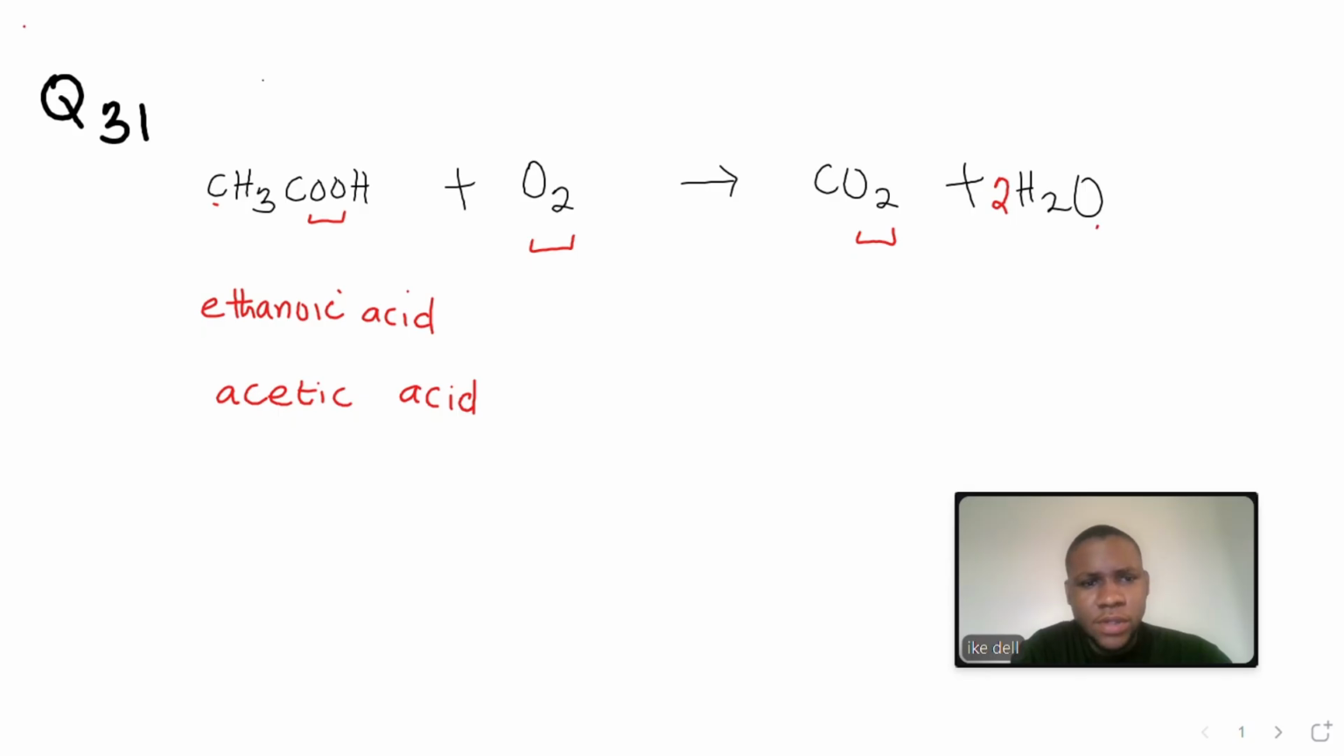Oh, why is everything looking so good? What's going on? Yeah, I guess that's it then. Is that it? Something looks off. Oh, yeah, I see it now. The carbon was not balanced actually.